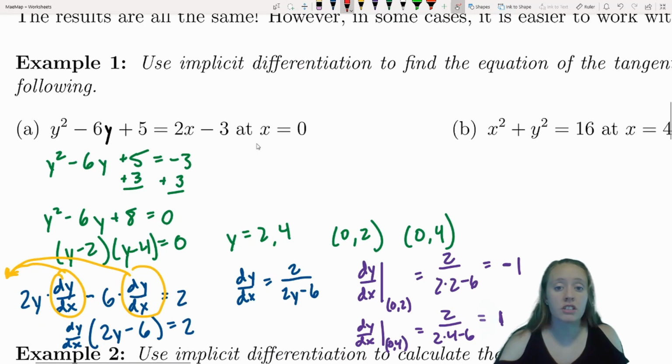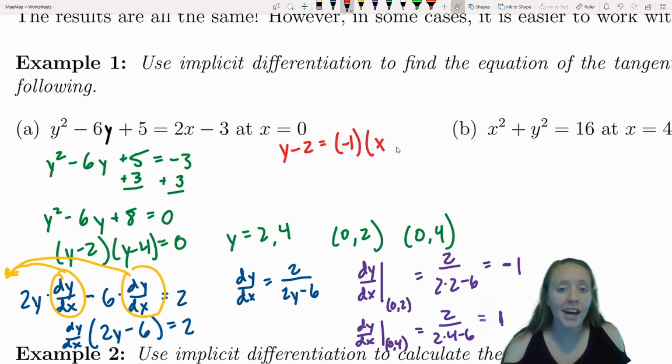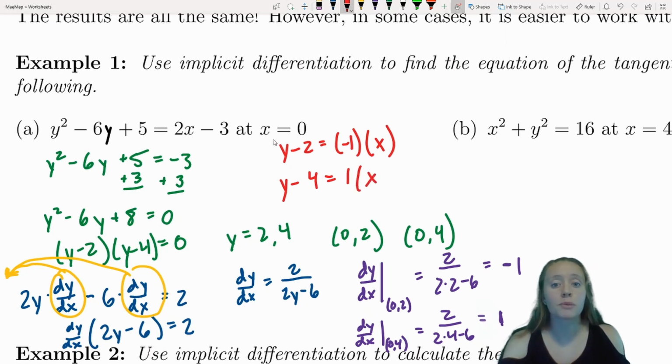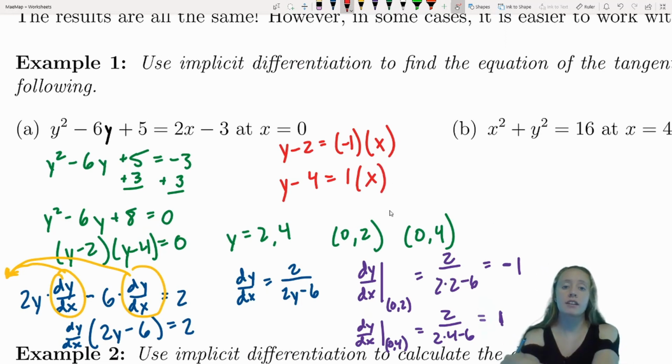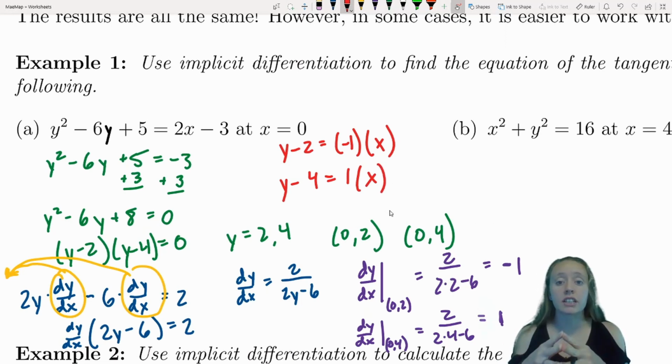So finishing out the equations of my tangent lines, I'll do the first point, (0, 2). I'll have y minus 2 equals my slope m, which is negative 1, times x minus x1, where x1 is 0, so I'll just leave that as negative 1x. And then my other one is going to be y minus y1, which is 4, equals my slope m of positive 1 times x minus x1, and x minus 0 is just x. Two different equations for a tangent line at the point when x is equal to 0, because I had two separate function values. Let's move on to part B.